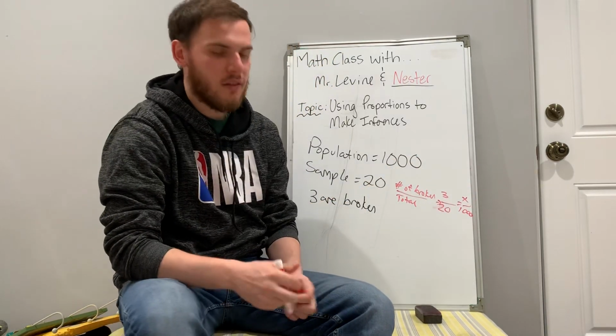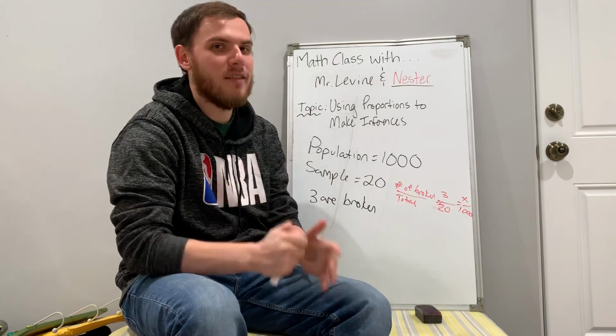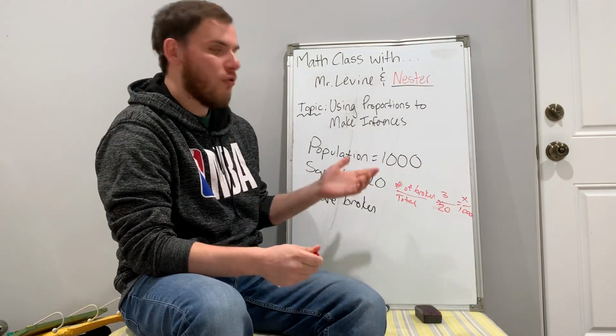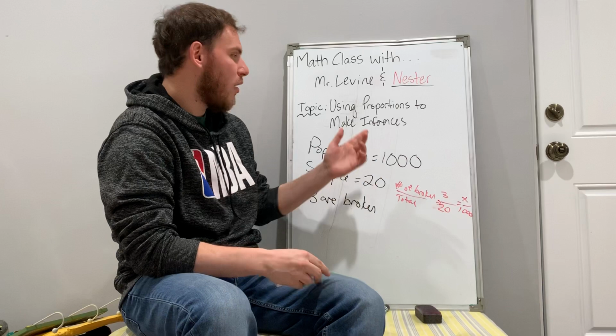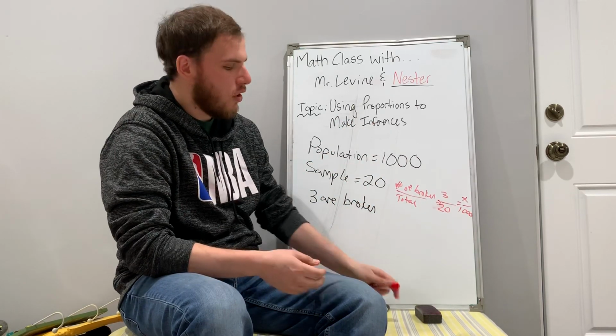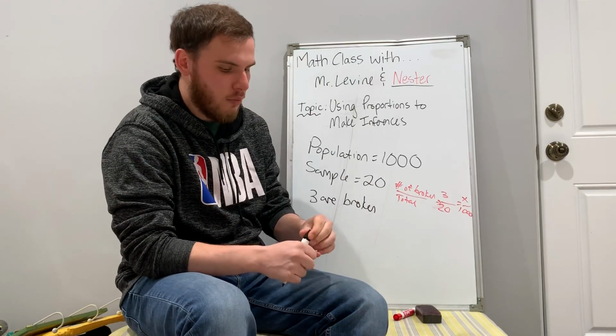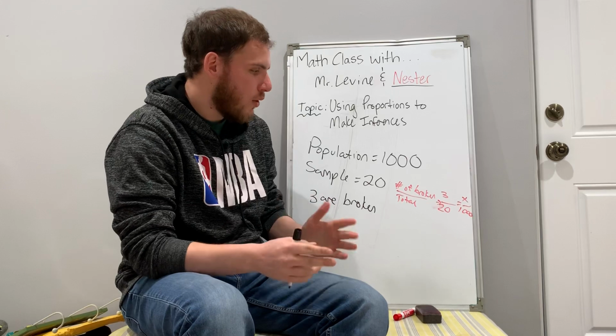Now, before we solve this, it's important to say that when we get our answer, that doesn't mean that that is the exact amount of broken ice cream cones. That means that that's just an estimate. We're making an inference based off of the sample. So we can't take this as fact. We could just say that maybe this many ice cream cones are broken. It's a pretty good guess. So with that said, let's solve this.